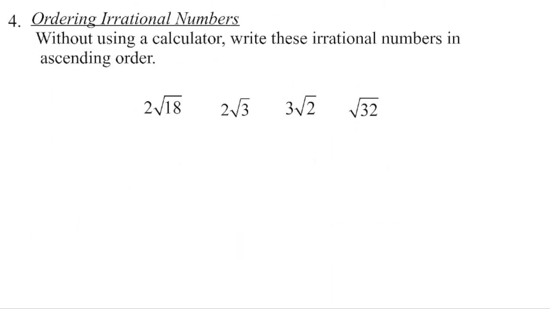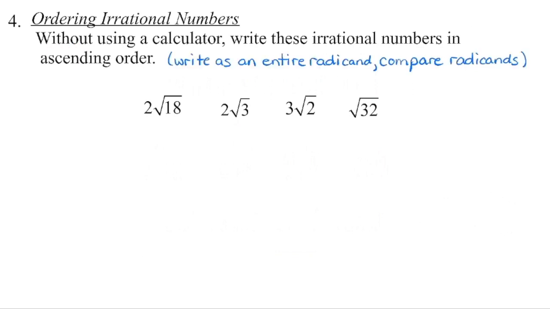And in our last question, we're given 4 irrational numbers and we're asked to place them in ascending order. So ascending, we're going from smallest to largest, and we cannot use a calculator. So the easiest way to do this is to turn them into entire radicals, and we can see that the square root of 32 is already an entire radical. So let's go ahead and convert those into entire radicals, and then we can compare the radicands.